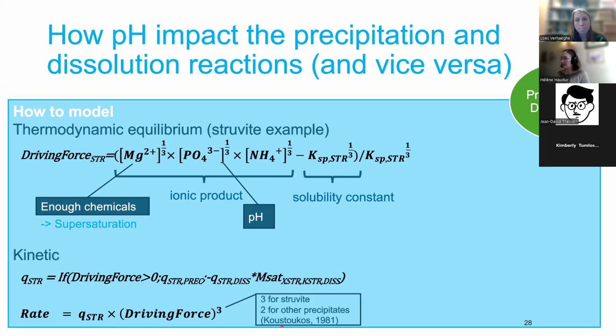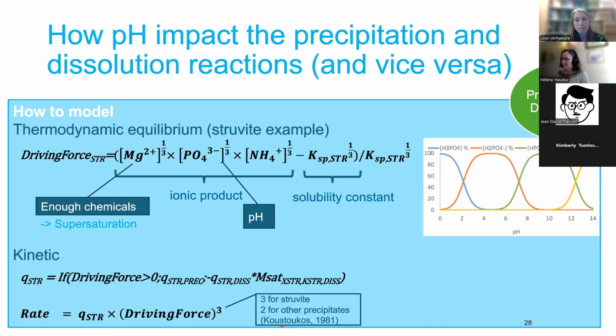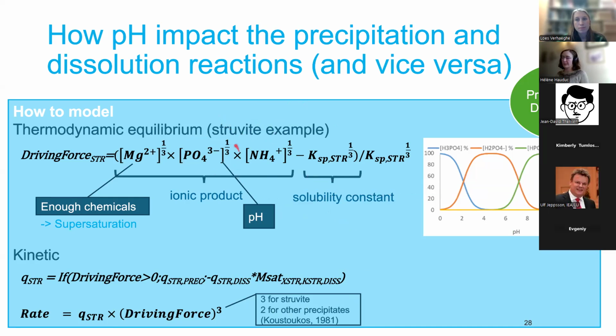And also the pH will affect the precipitation. Here, in the case of struvite precipitation, the species that is involved is the phosphate ion, meaning that we need phosphate ion. So we need quite a high pH, above 8.3. But for some other forms of precipitates like brushite, for which the hydrogen phosphate ion species is involved, it requires a lower pH.